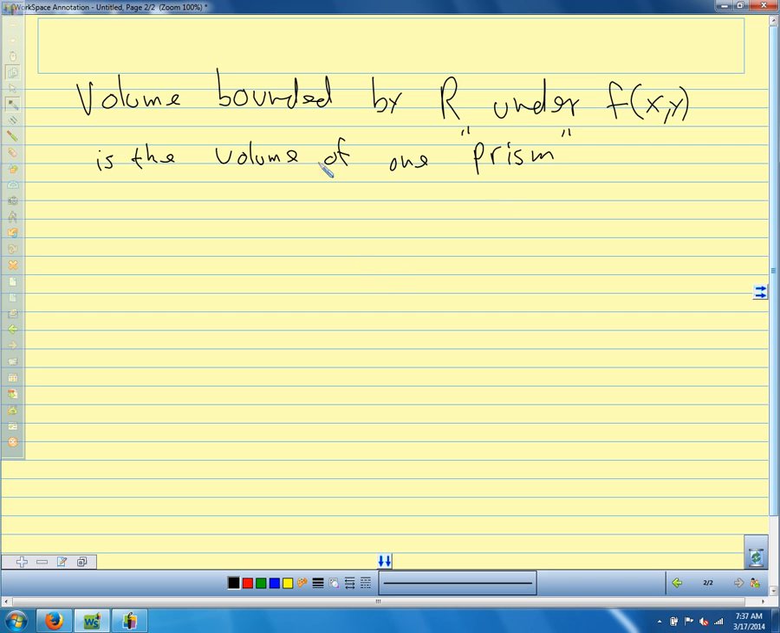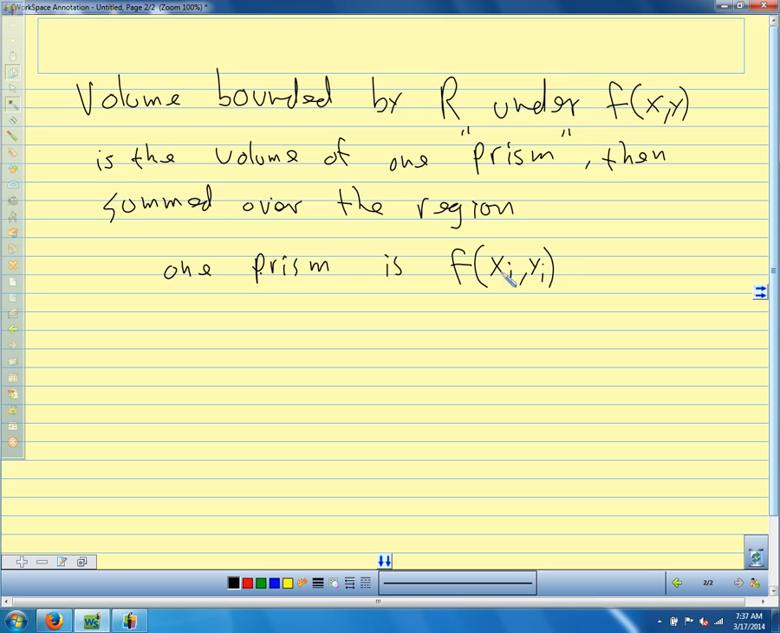And then we're going to sum all of those prisms over the region. So the volume of one prism is f of x sub i, y sub i, times delta a sub i. We're talking about one prism in the region. And our delta a sub i was that r bar delta r delta theta, at our particular location: r bar sub i, delta r sub i, delta theta sub i.